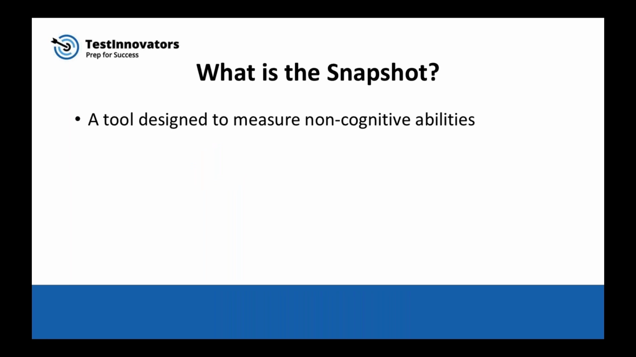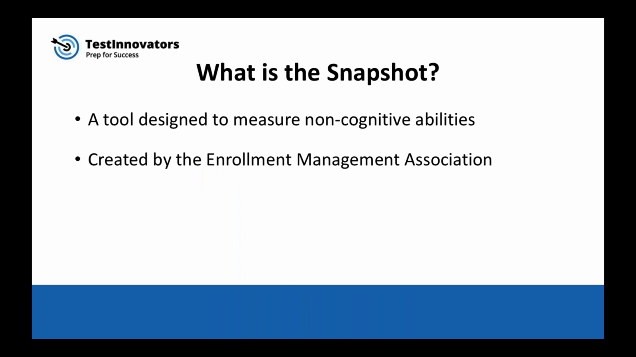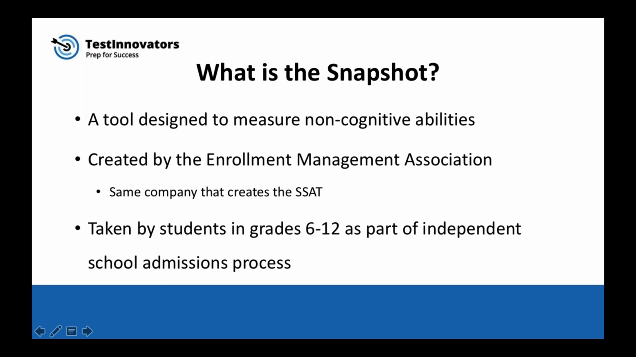So what is the snapshot? Big picture. The snapshot is a tool that's designed to measure non-cognitive abilities and is created by the Enrollment Management Association, and that's the same company that creates the SSAT, which is a test that you may also be familiar with as part of your application process this year. It's taken by students in grades 6 through 12 as part of the independent school admissions process. Along with the recording after this webinar, I'll also send along a list of schools that are using the snapshot this year. An important thing to remember is that they're using it. It is not a requirement.